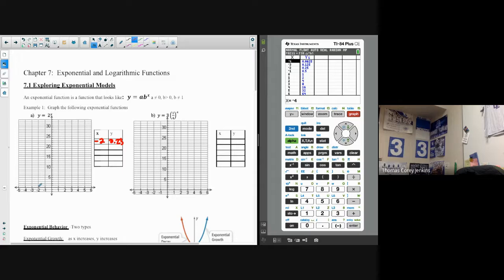So -2 goes to 0.25. -1 goes to 0.5. Let's skip over that one. 0 goes to 1. Let's see, 1 goes to 2. Let's skip ahead a little bit. Let's say 3 goes to 8. Just picking some random points to put on here to kind of get the feel of the shape.